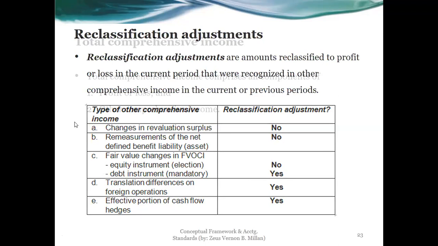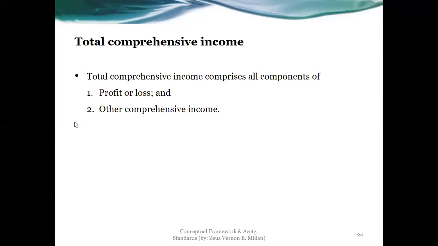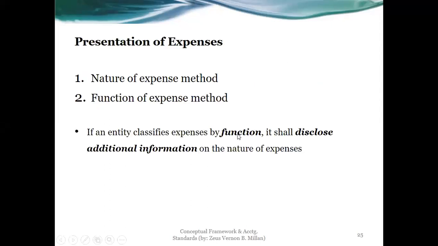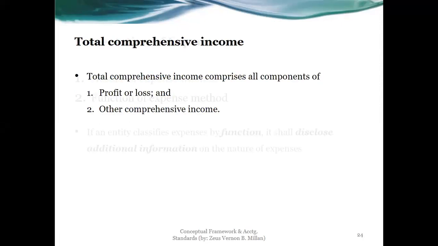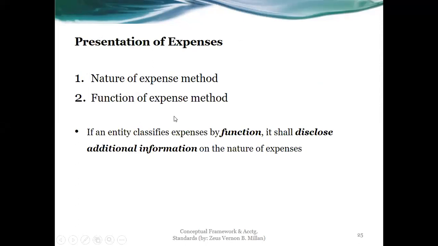Then total comprehensive income. Total comprehensive income is again the component of profit or loss and other comprehensive income. So those are the 5 items mentioned under OCI. Profit or loss is simply the difference between income or revenues and expenses. Okay, so to continue, the expenses can be presented in 2 ways. The next is this one, nature of expense and function of expense.